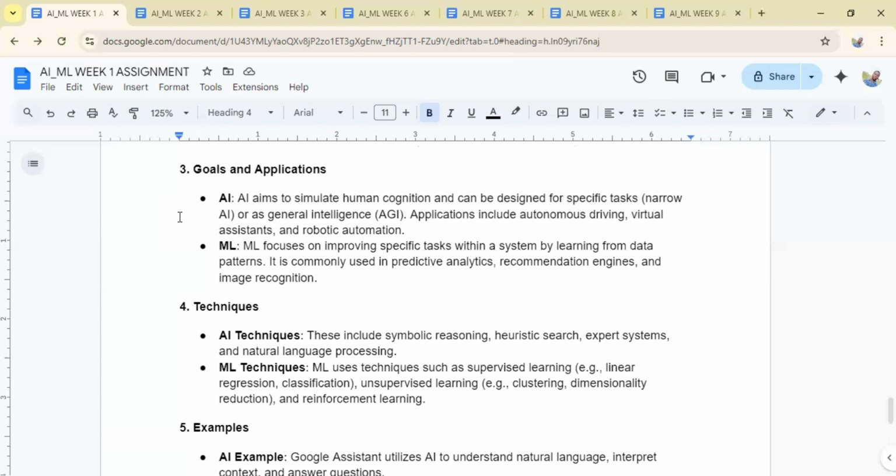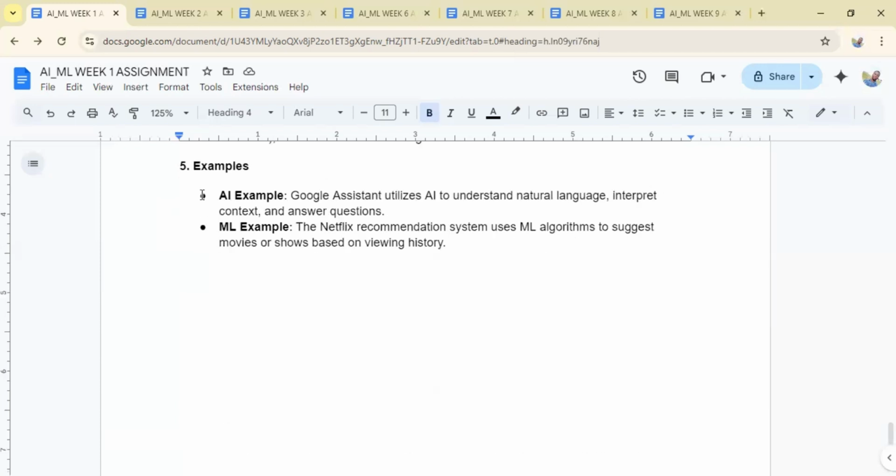In terms of techniques, AI techniques include symbolic reasoning, heuristic search, expert systems, and natural language processing, while machine learning uses techniques such as supervised learning, unsupervised learning, and reinforcement learning to train these machines. Examples of AI and machine learning products: in terms of AI, we have Google Assistant, like Alexa. We also have Siri, which uses AI to understand natural language, interpret context, and answer questions. In terms of machine learning, we have Netflix, which uses machine learning to suggest movies or shows based on viewers' history. So that is about artificial intelligence and machine learning.